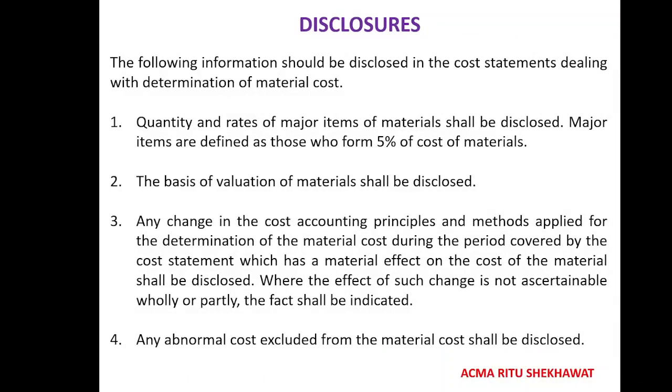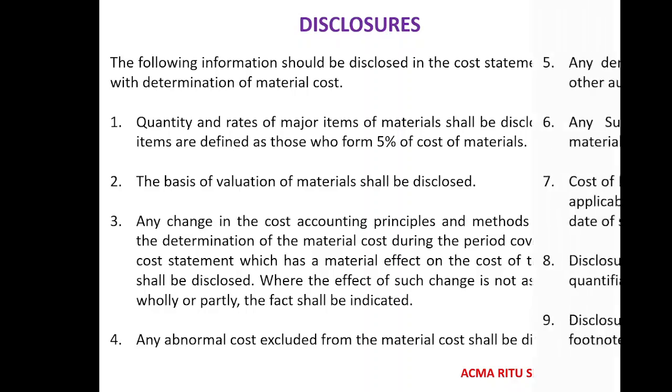Disclosure. Quantity and rate of major items of materials should always be disclosed. Major items are defined as those which form 5% of cost of material. The basis of valuation of material shall be disclosed. If there are any changes in cost accounting principles or standards, and any material effect on the cost of material, it should be disclosed, whether wholly or partly, and that fact should be indicated separately. Any abnormal cost excluded from material cost that we are not taking into material cost shall be disclosed.